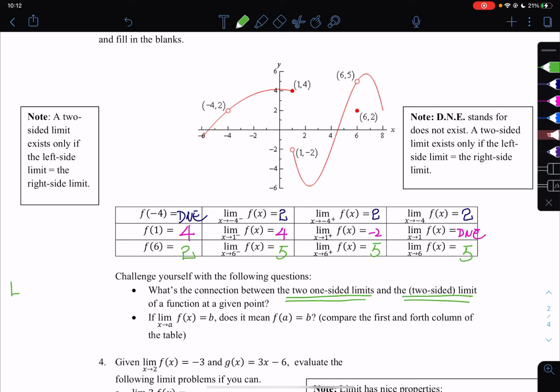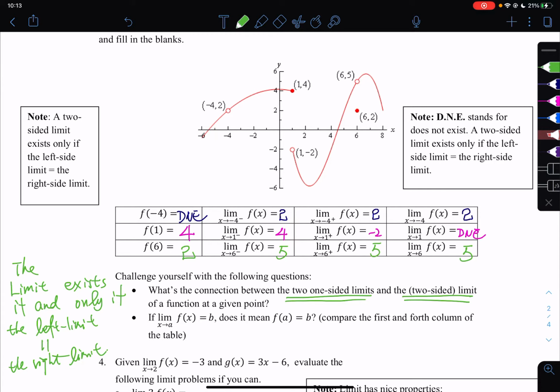Well, the connection between the two one-sided limits, the left limit and the right limit, compared to the limit, is that the limit exists if and only if the left limit and the right limit are the same thing. So the left limit equals the right limit. That's the only possibility. If you have a limit, those two one-sided limits must be equal to each other.